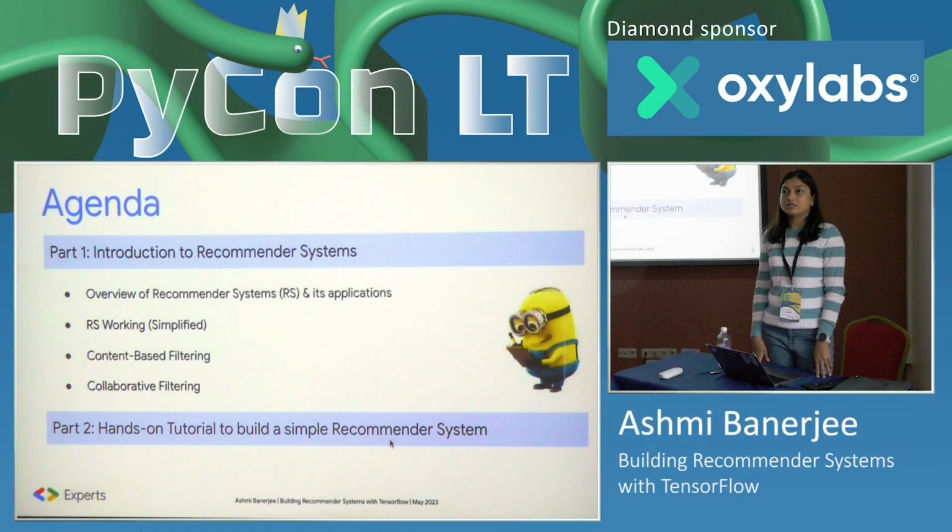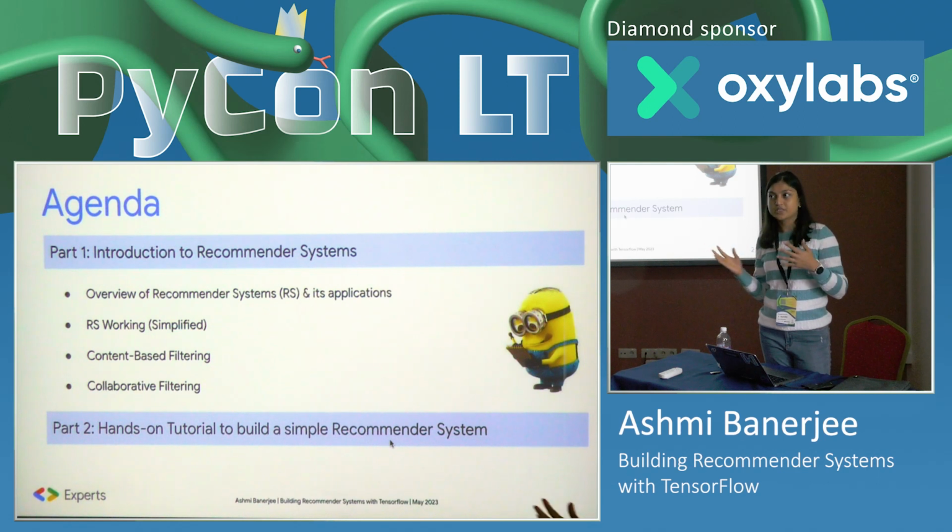First, I'm going to present a little bit about recommender systems, what they are, and a brief overview of different types of recommender systems. That will be part one. Part two will be a hands-on tutorial to build a simple recommender system. For that, you don't really need too much preparation. I will go through the prerequisites, so don't worry about it. It's just going to be a simple Google Colab, which you can use if you want to. So then let's begin.